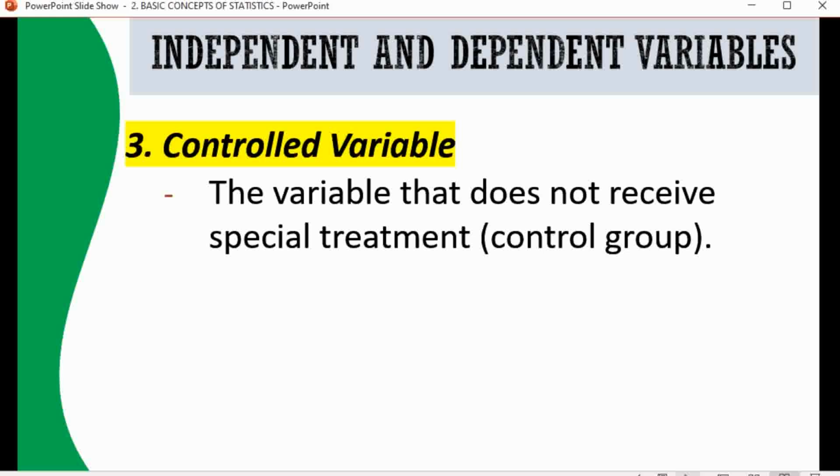For instance, you would like to know if a certain program is really effective. So you will have a certain group, which you call the treatment group, who will receive the said program, while you have another group that will just do whatever they want the usual way. And since they're allowed to do anything the usual way, then that's what we mean by controlled variable. So oftentimes we use a controlled variable to actually show the effect of the treatment that is being done.